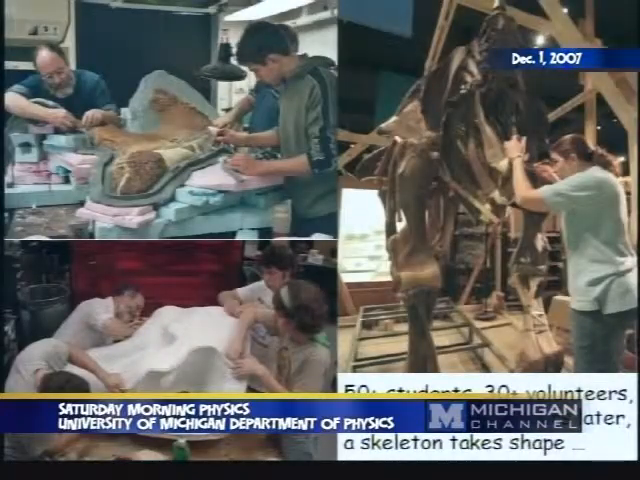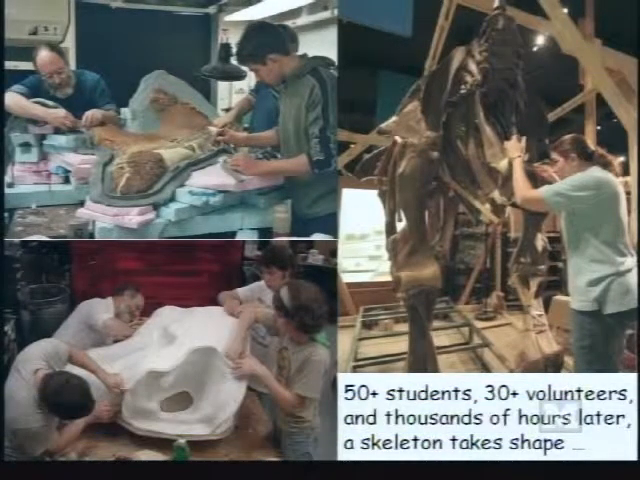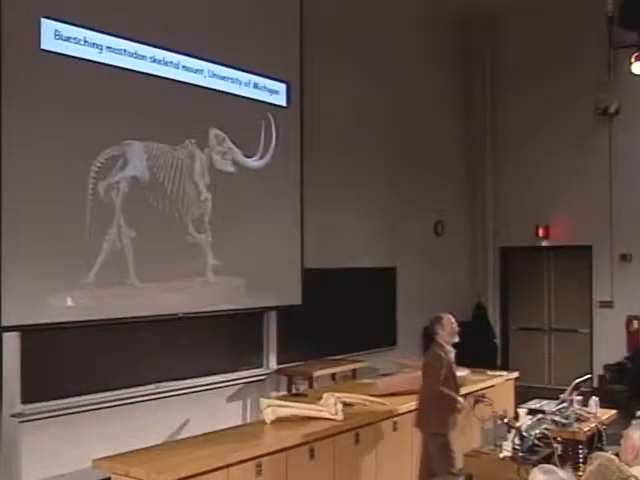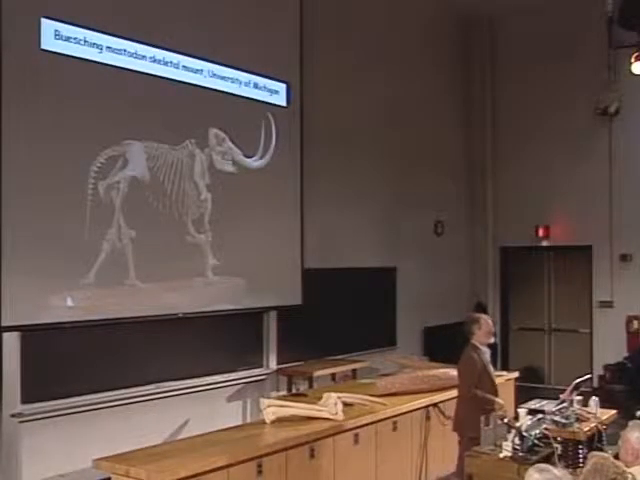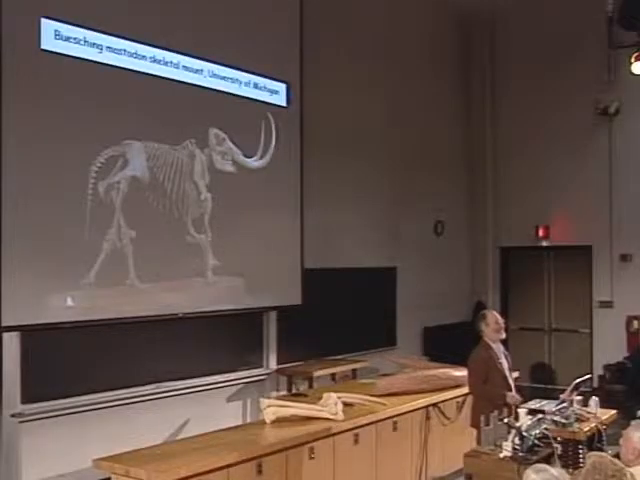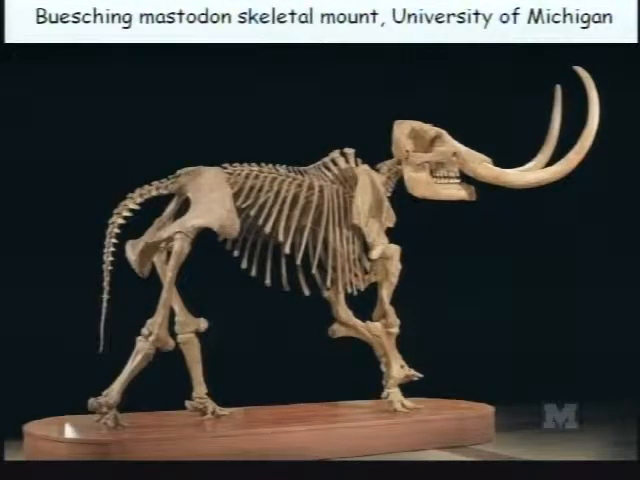There's an enormous number of people that have helped in this. As it says here, 50 plus students, many of them Europe students in the U of M's Undergraduate Research Opportunities Program, many volunteers, and untold thousands of hours to get all this together. But the end product is a really exquisite skeleton of a mastodon that you can see over in the exhibit museum today, well, for the last year or so, and on into the future.